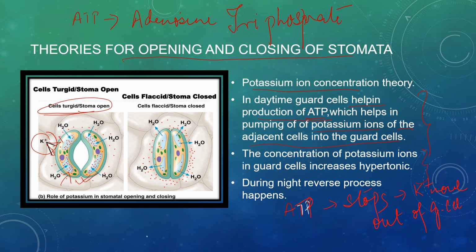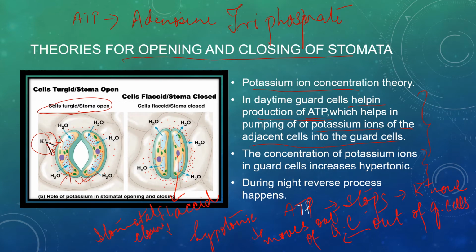This leads the cells to become hypotonic. Hypotonic means the water moves out of the guard cells. So water is moving out of the guard cells, which is leading the cells to become flaccid. So these cells are now becoming flaccid, leading to stomatal closure.